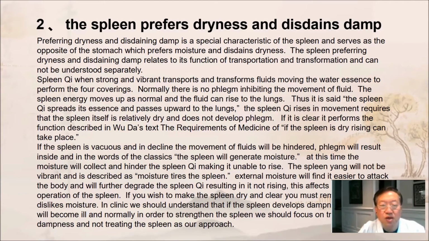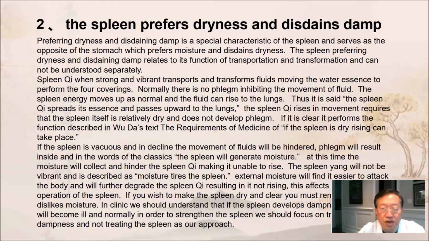If it is clear, it performs the function described in Wu Da's text, The Requirements of Medicine, who says, if the spleen rising can take place, if the spleen is vacuous and in decline, the movement of fluid will be hindered. Phlegm will result inside, and in the words of the classics, the spleen will generate moisture. At this time, the moisture will collect and hinder the spleen qi, making it unable to rise. The spleen yang will not be as vibrant and is described as moisture tiring the spleen.